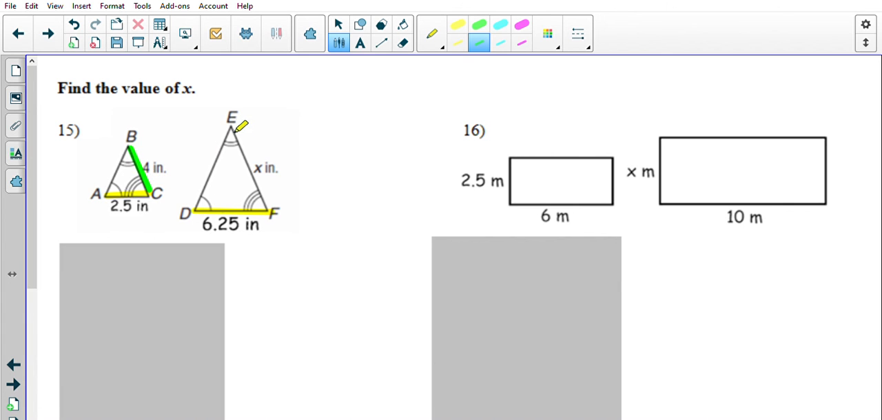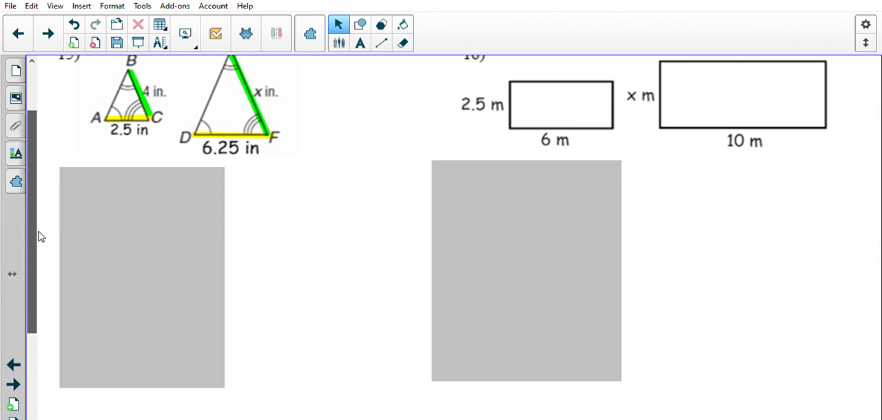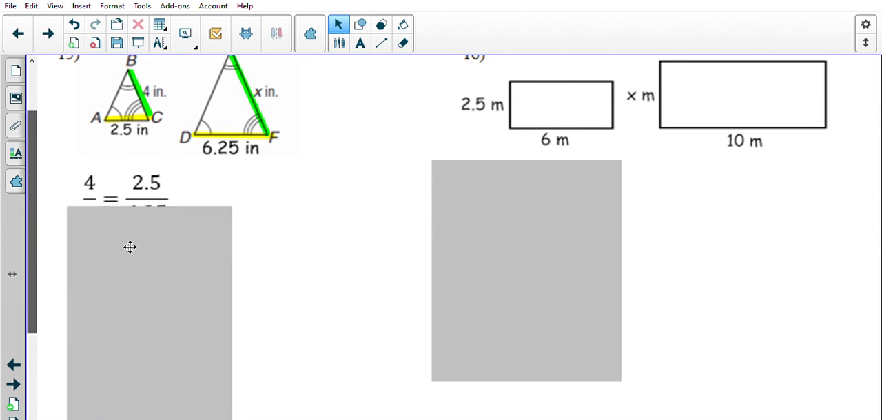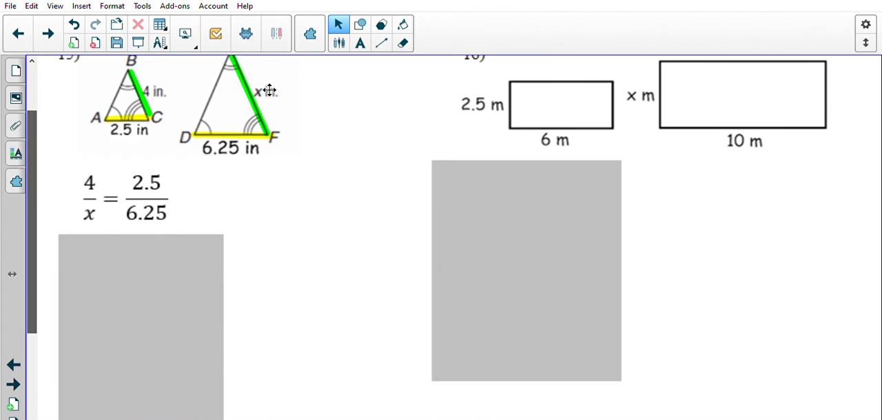So I set up a proportion. It's not the only way to do it. You could also find the scale factor and use that to help you figure out what x is, but I think this is the easiest. So I wrote 4 over x, my green sides, equals 2.5 over 6.25. You could also write x over 4 and 6.25 over 2.5. You could even do 4 over 2.5 equals x over 6.25. There's a lot of ways to set up the proportions.